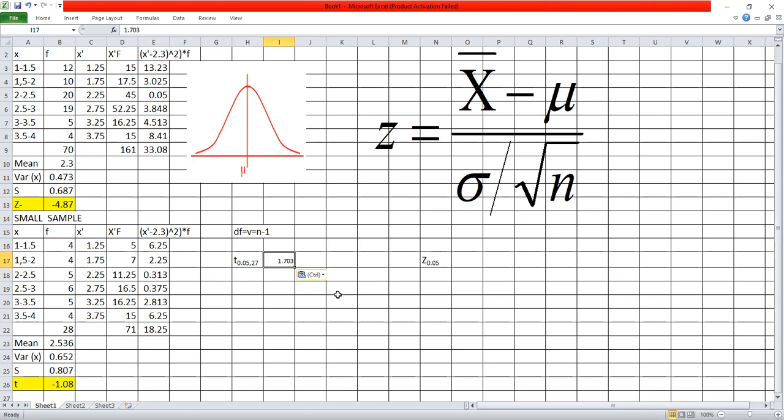Then you follow the same procedure. You compare this T value here. If the T calculated is greater than the T table value, you reject the null. Otherwise, accept the null. In our case, this T value is less than this T value, so we accept the null. And we draw the same conclusion we drew under Z above. We accept the null. And that is the test for a single mean.